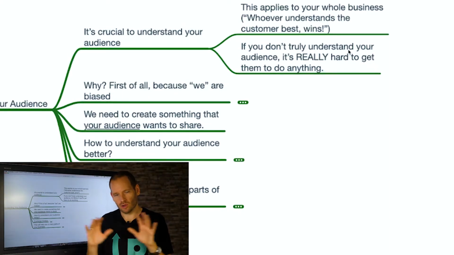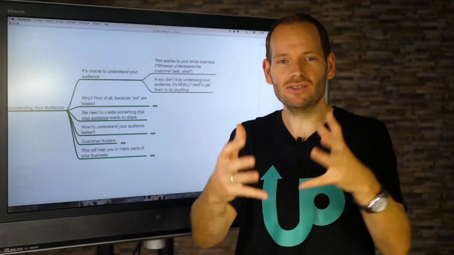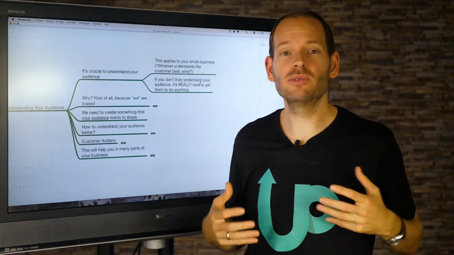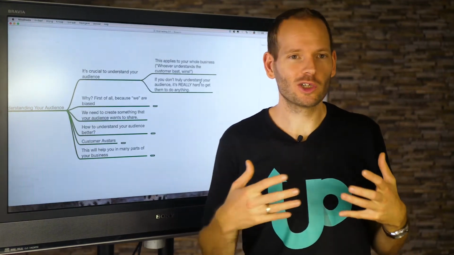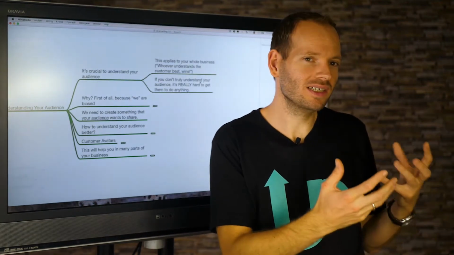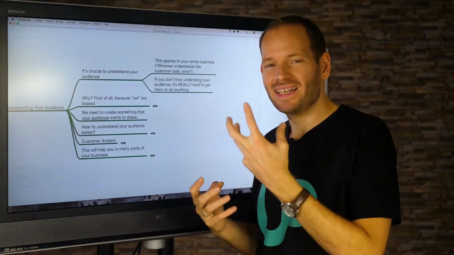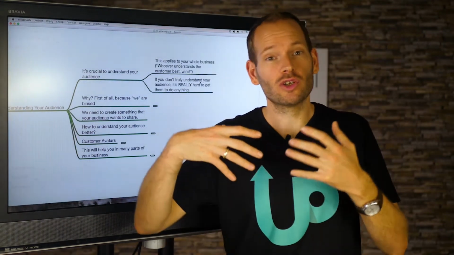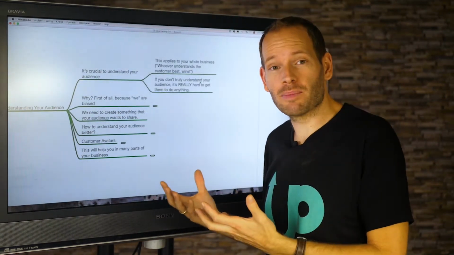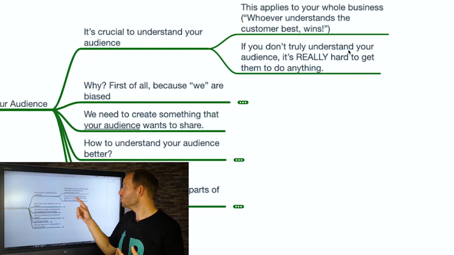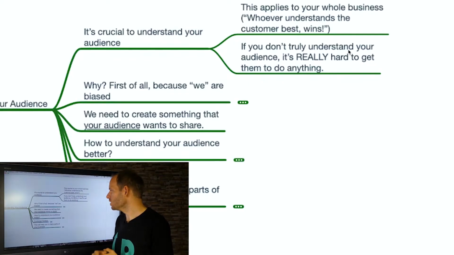And this applies to your whole business. If you don't really understand your customer or your ideal customer, it's going to be really hard to write an email that really gets them, right? Or to write a Facebook ad that really gets their attention, or in this case, to create a referral campaign that they really want to share, right? Because if you don't truly understand your audience, it's really hard to get them to do anything, right?